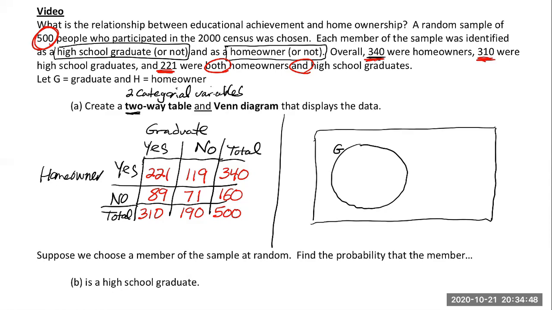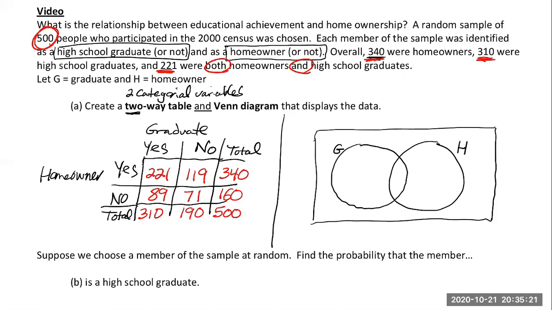Now there are homeowners like that, but this is a problem. Do you see what the problem is? There are some graduates who are also homeowners. So if you can't be both, if you can't be a graduate and a homeowner, you'd have a Venn diagram like this. But really, you should have two circles that overlap like that because there are some homeowners that are also graduates, and that's that overlapping region in the center.